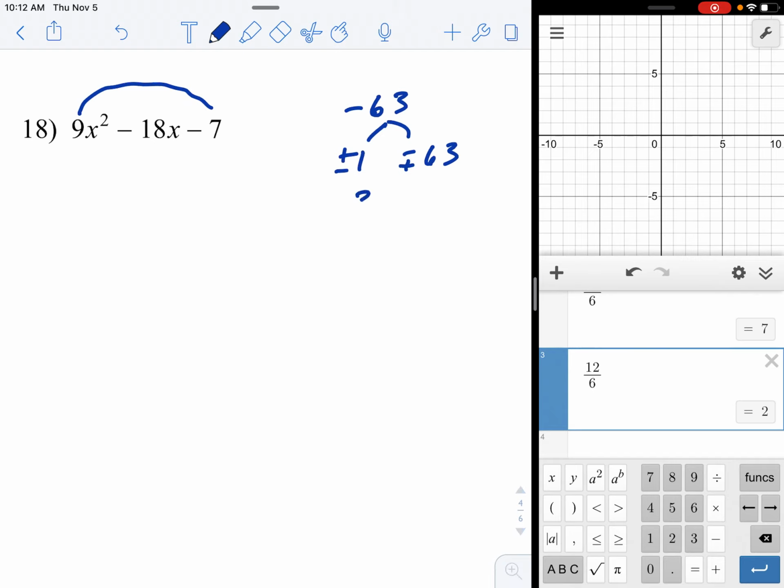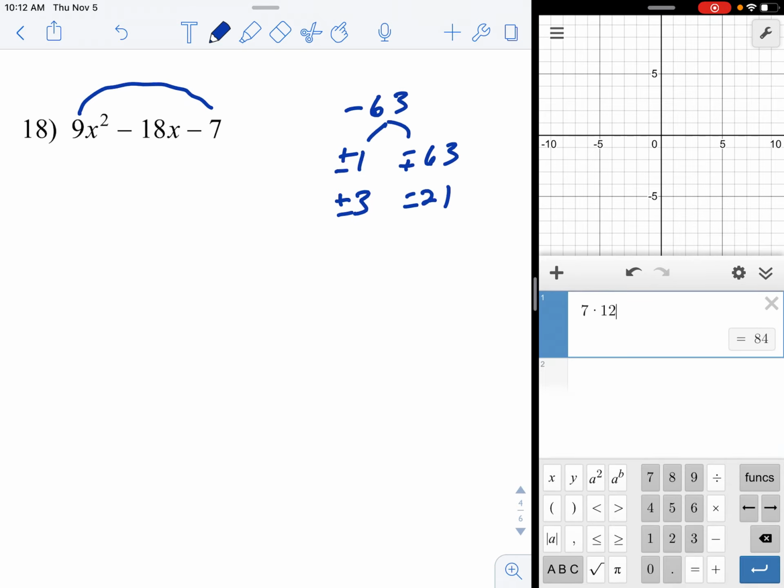2 won't go in there, 3 will. 3 times 21, right? Plus, minus, minus, plus. Let me go to the calculator. Can you divide a 4 out of a 63? Nah, it's not an even number. 5, no, 6. 63 divided by 6. Oh, darn it. If I could learn how to use this calculator, right?